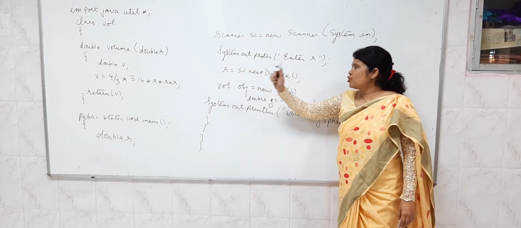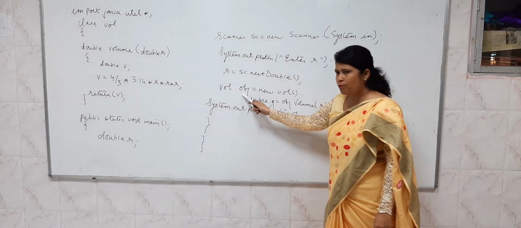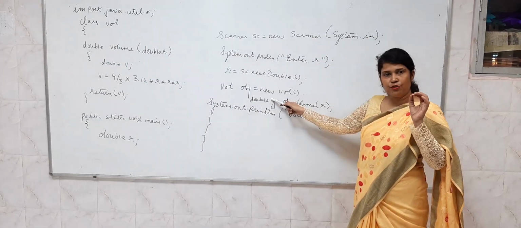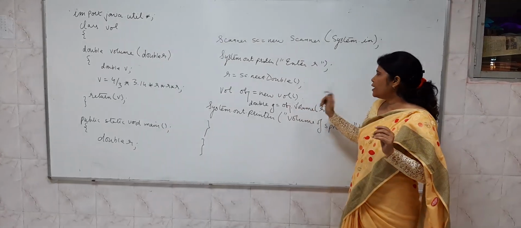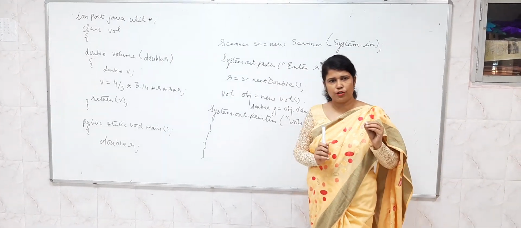Now we create object of a class. How to create object of a class? Name of the class, object name, it can be any. And new is a keyword which creates object of a class. And then again volume bracket open and close. This is a method of creating object of a class.